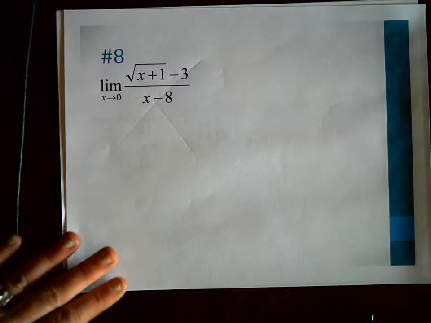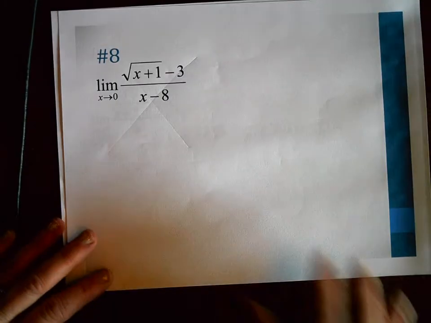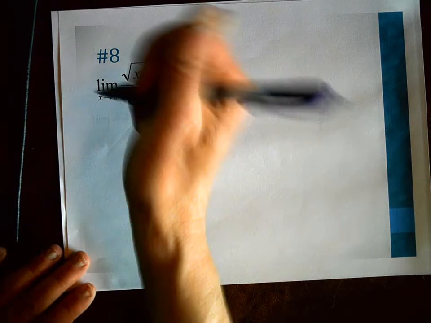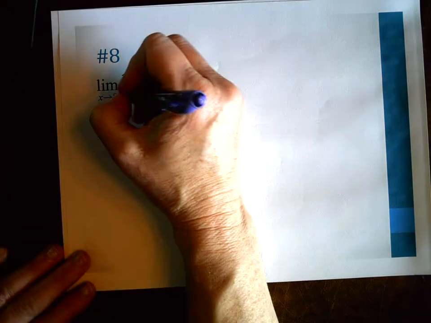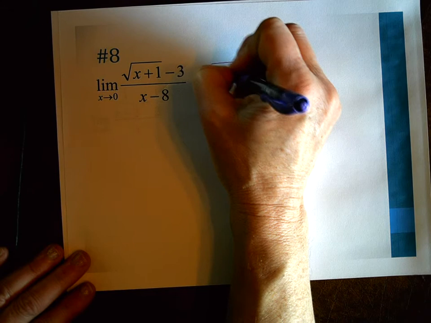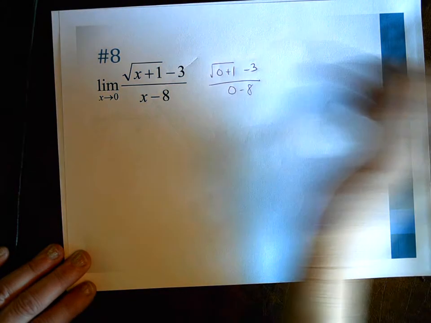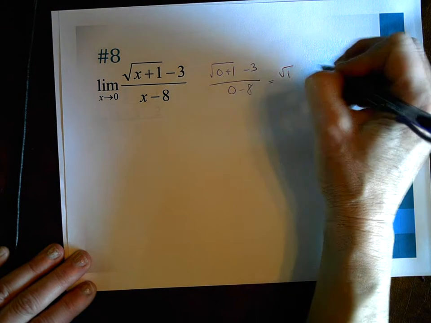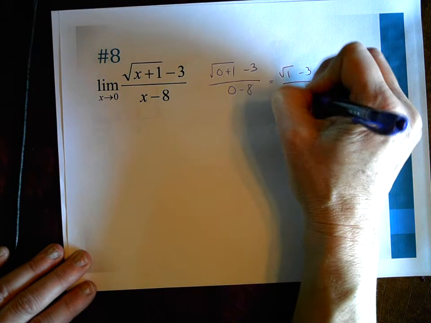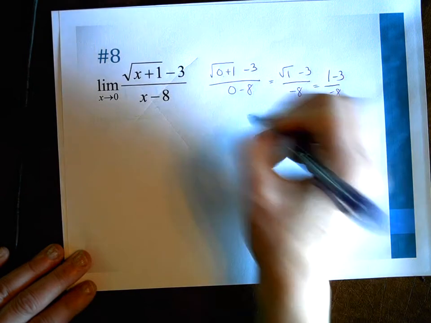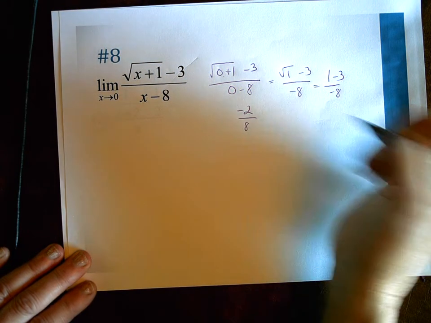So let's do number 8. So number 8, you might say, oh my gosh, as a radical, I probably have to rationalize it. Always try direct substitution. You're going to substitute in 0. So 0 plus 1 minus 3 over 0 minus 8. Well, that's the square root of 1 minus 3 over negative 8. Well, the square root of 1 is 1. So you have 1 minus 3 over negative 8. So you get negative 2 over negative 8.